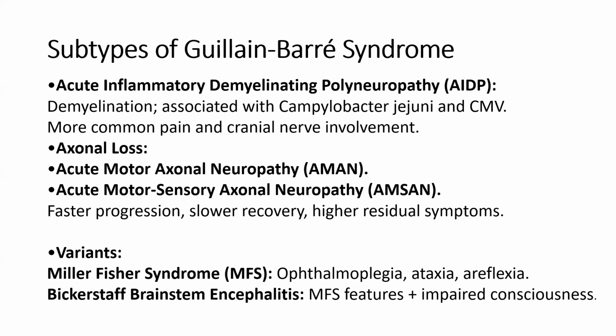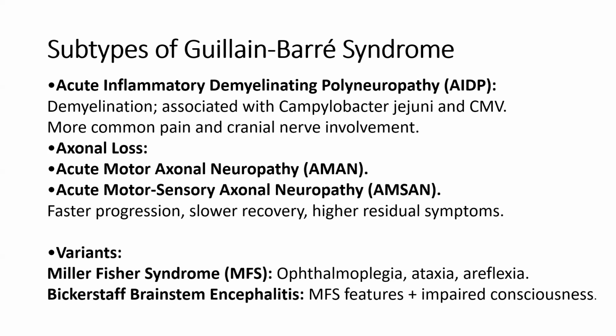And then we have axonal loss. This axonal loss can be acute motor axonal neuropathy, which affects the motor, or acute motor sensory axonal neuropathy. It's faster progressing with slower recovery, and the progression of this axonal loss is going to be different from the acute inflammatory demyelinating polyneuropathy. Now we have some variants, which is what's most important.